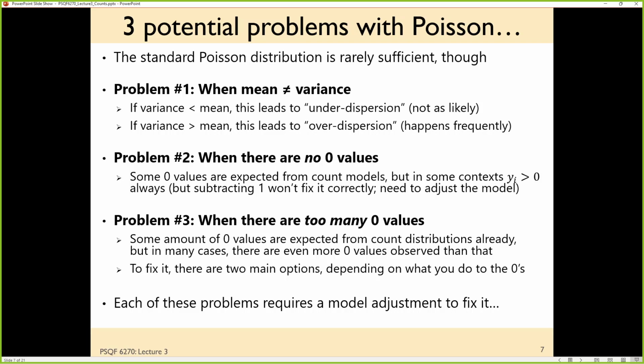When I first learned about this, I was like, well, I can fix that. Let's just subtract 1. Problem solved. It doesn't work that way. You don't get the right answer. The answer is that you need a different distribution that bounds at 1 instead of 0. And then problem number 3 is when you have too many 0 values, or 0 inflation, the picture that I showed at the beginning of class. So these are 3 different issues that can come up, and they each require a different adjustment to the distribution to make it work.